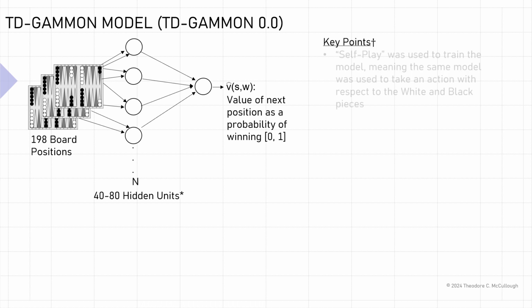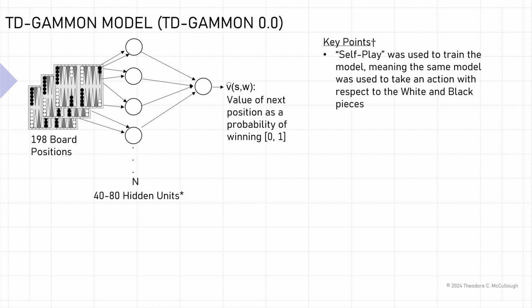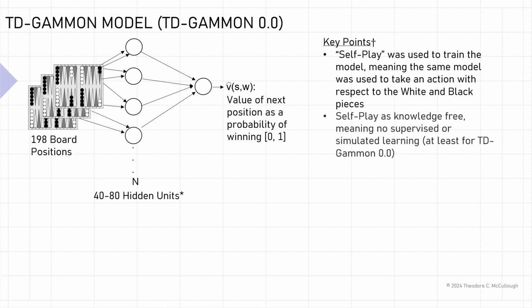A few key points from this. First, self-play was used to train the model, meaning the same model was used to take an action with respect to white and black pieces. Further, self-play is play that is knowledge-free, meaning no supervised or simulated learning occurred for TD-Gammon 0.0.